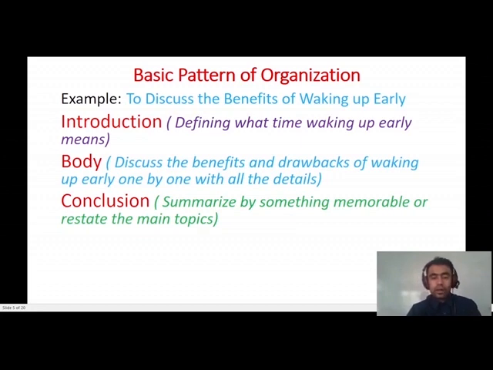Summarize is usually done in the conclusion. So there are two ways for summarizing all the writing. You are going to summarize by something memorable. You are going to mention something surprising to the readers. Or sometimes you are going to restate all the main points which you discussed earlier. So this is the basic organization. All pieces of writing should have these elements: introduction, body, and conclusion.